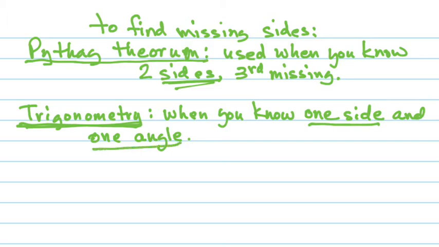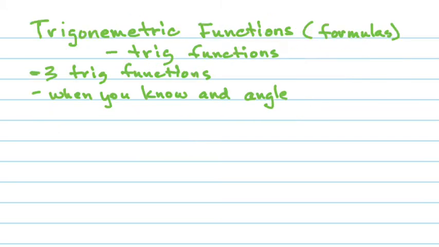Now, before we can use it, we need to talk about what are called the trig functions. So I'm going to pause so you can write this down a bit. We're going to use the trigonometric functions or formulas. There are three of them, and they're used when you know an angle. In the beginning, we're just going to use a generic symbol for angle, and that is this little theta, the Greek letter theta. When you see that, it means some unknown angle.